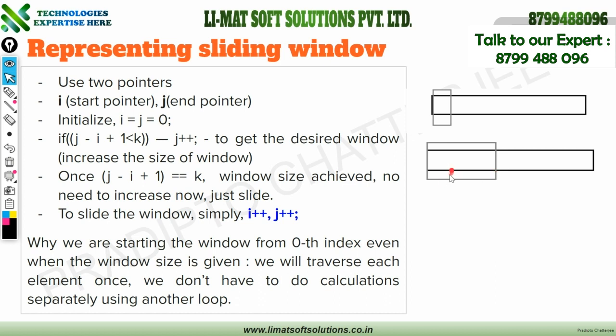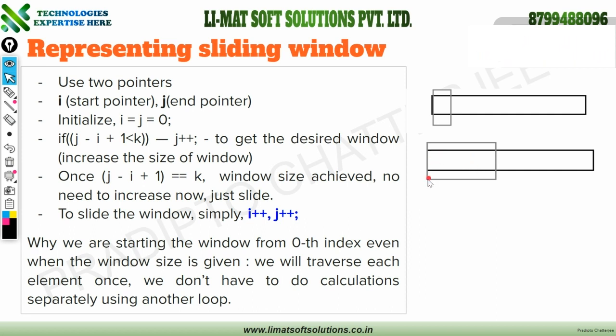So you are initially j was also here. You have incremented j. You have incremented j in this way. After incrementing it 2 times or 3 times or 4 times, j has come here. So now this is a matured size window. This window size is now the desired size that was there in the given question.